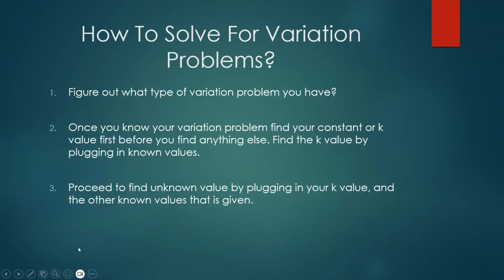So how do you solve for variation problems? First, you got to figure out which type of variation. So you got to figure out if it's a direct variation, inverse variation, or a joint variation. Once you know your variation problem, find the constant or the k value first before you find anything else. Then once you find your k value, you plug in your known values to find whatever you need to find. Step 3, proceed to find the unknown value by plugging in your k value and other known values that is given.